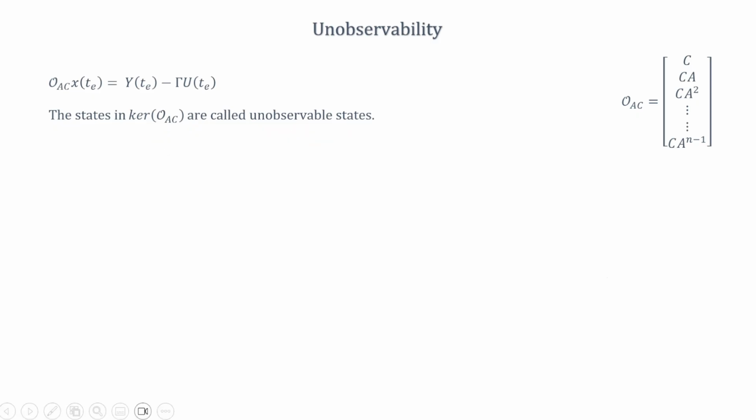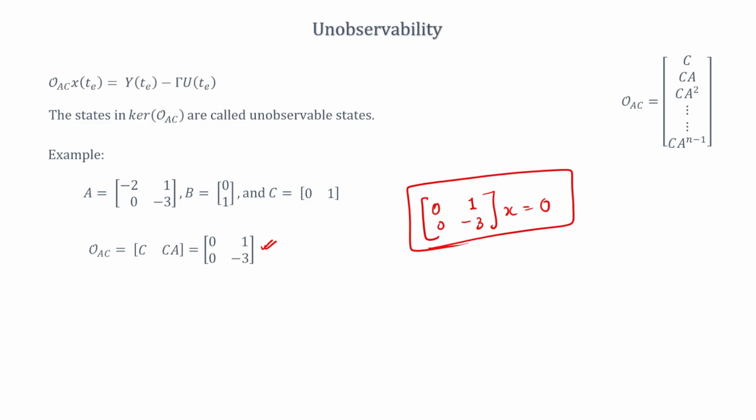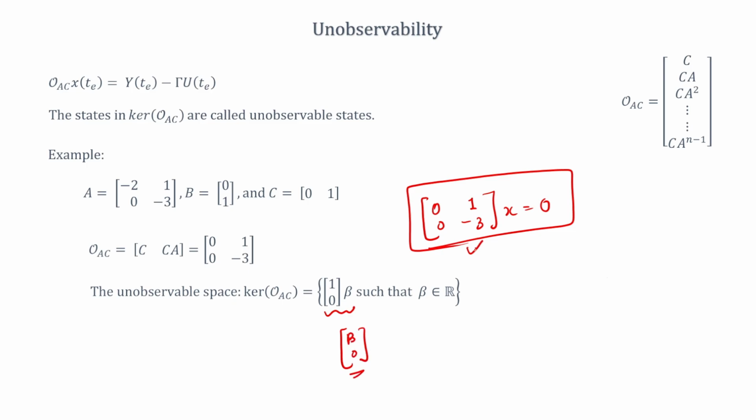So if I take an example of this form, say A equal to [-2, 1; 0, -3], B equal to [0; 1], and C equal to [0, 1]. In this case, if you find the observability matrix, it will come out to be this. Now you can see that if I find the solution of this equation, the solution set will be the kernel of O, which is nothing but any vector of the form [beta; 0]. Any vector of the form [beta; 0] will satisfy this equation.